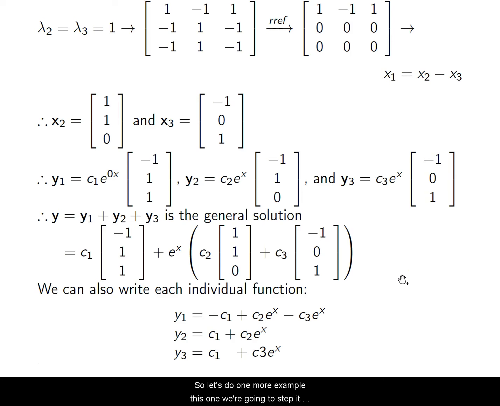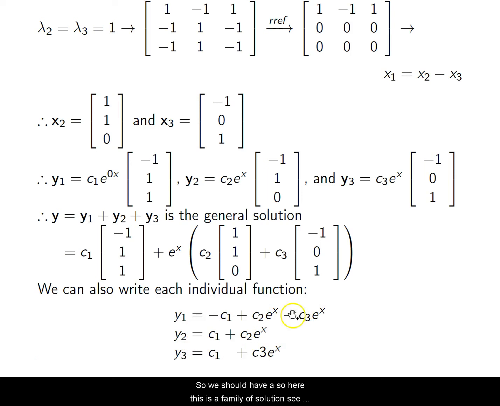So let's do one more example. This one we're going to step it up a little bit, right? So we will look at a case where we have complex eigenvalues and eigenvectors and initial conditions, right? So if you notice, these are each families of functions. Oh, I thought I fixed this. This should be subscript 3, not C3 e to the x. Okay, sorry about that.